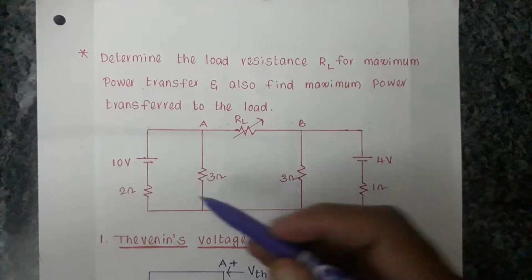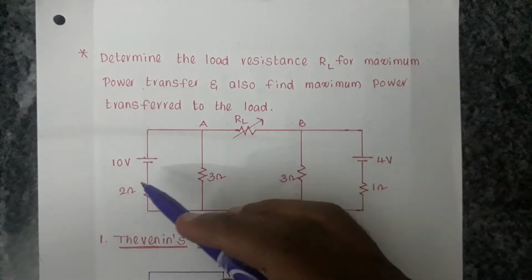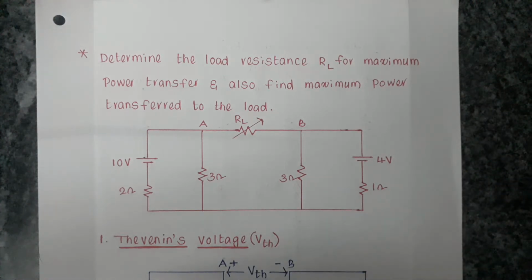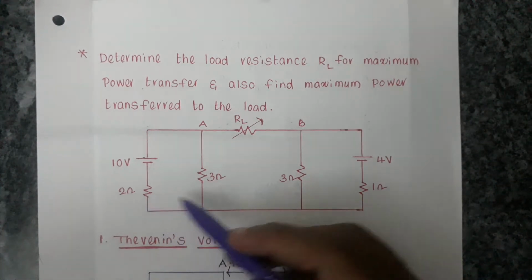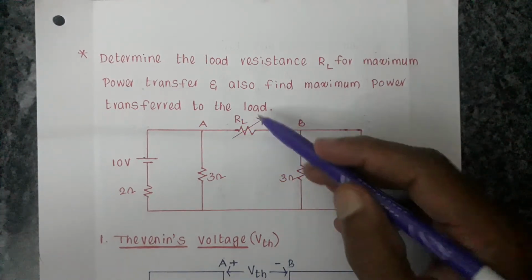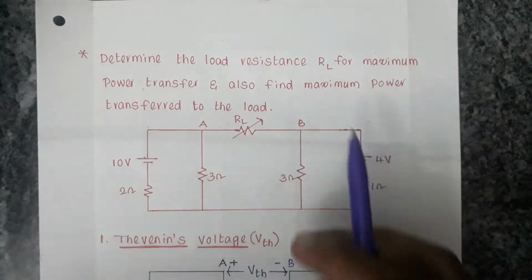So this problem has two independent sources, a 10 volt source and a 4 volt source, and resistors: a 2 ohm resistor, a 3 ohm resistor, another 3 ohm resistor and a 1 ohm resistor, and RL is an unknown resistor, a variable resistor.